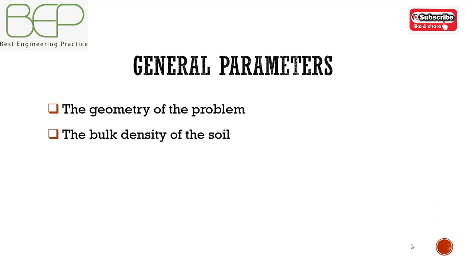The bulk density of the soil. This will often be in the range of 1.6 to 2.2 Mg/m³ and may well increase with depth.